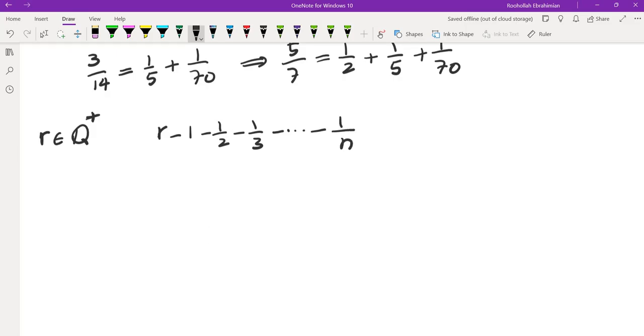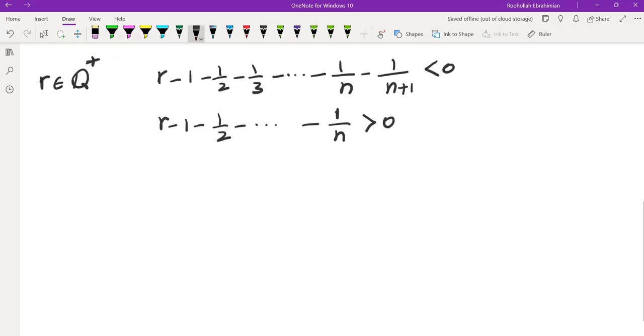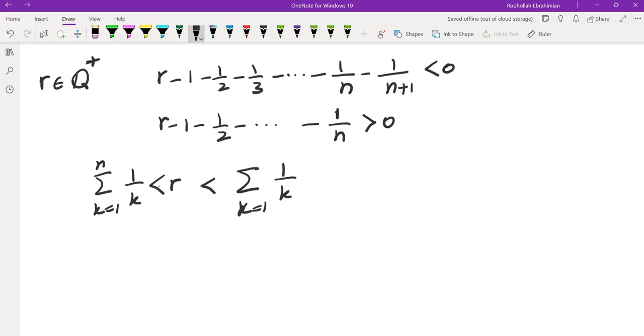Because the harmonic series goes to infinity, at some point this becomes negative. So let's say subtracting 1 over n plus 1 makes it negative, and the previous one is positive. So r minus 1 minus 1/2 minus ... minus 1 over n is positive. So what does that mean? It means r is greater than the sum of 1 over k for k equals 1 to n, and less than the sum of 1 over k for k equals 1 to n plus 1.